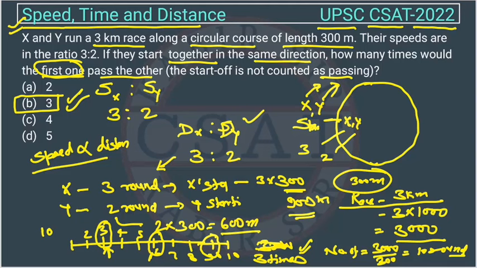It is an easy question if you understand the concept, right? If you are able to understand the concept, it is very easy. So we will just divide 10 by 3, so it will come 3. So 3 times they will meet, because out of 10 rounds, when they complete 3 rounds, they meet.